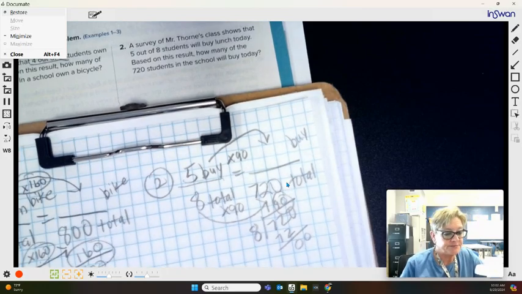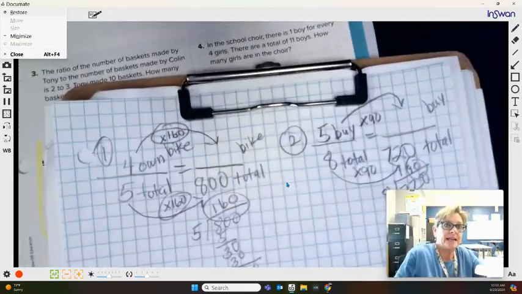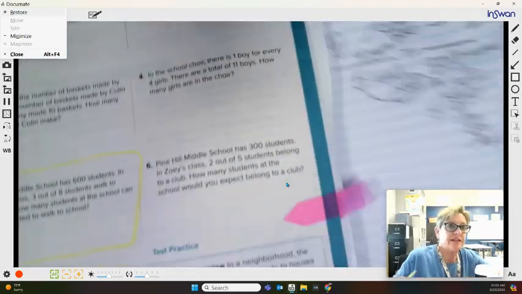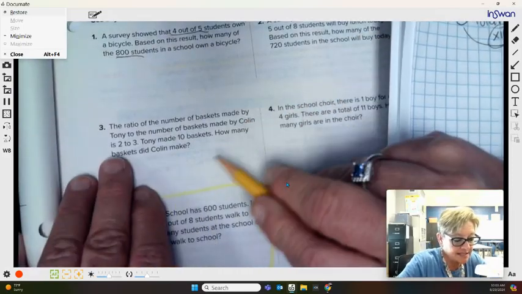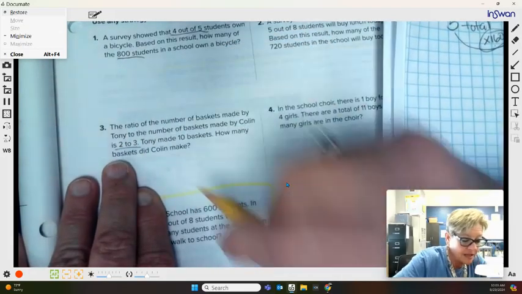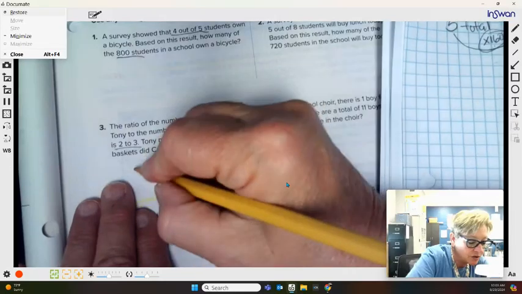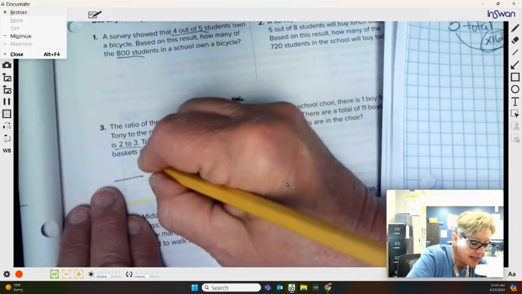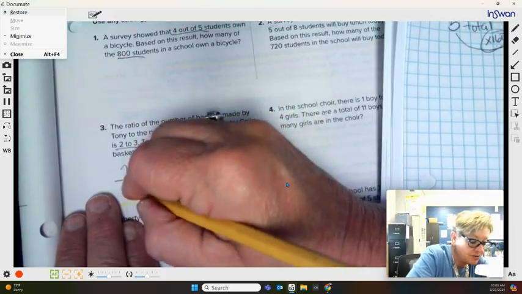Now, for the rest, I'm going to read them and we will sort them out. However, I'm not going to make it so easy for you where you have everything set up so easy. So if we look at number 3, it says the ratio of the number of baskets made by Tony to the number of baskets made by Colin is 2 to 3. Tony made 10 baskets. How many baskets did Colin make? Now, for this, you have to keep it in order. So you've got the baskets for Tony first, Tony to Colin. So that's Tony. This is Colin. The original ratio is 2 to 3.